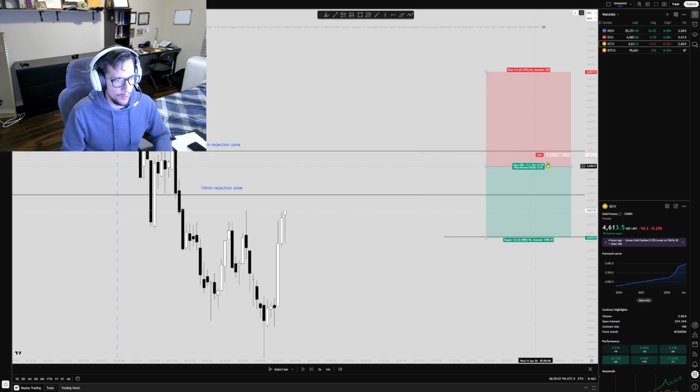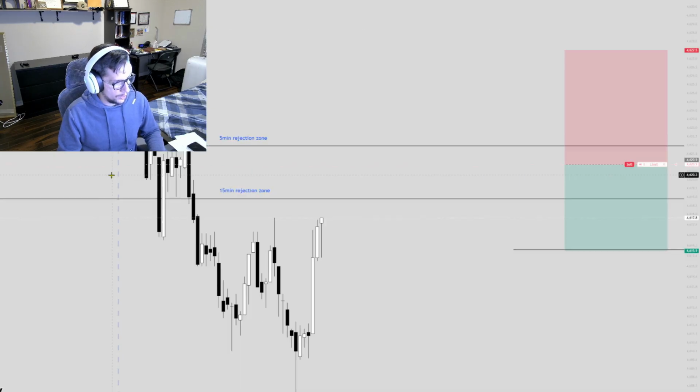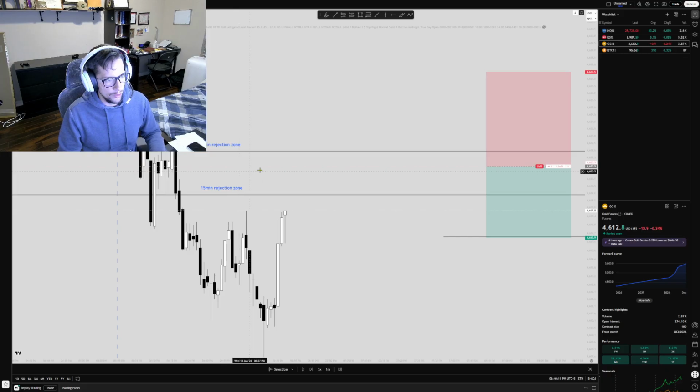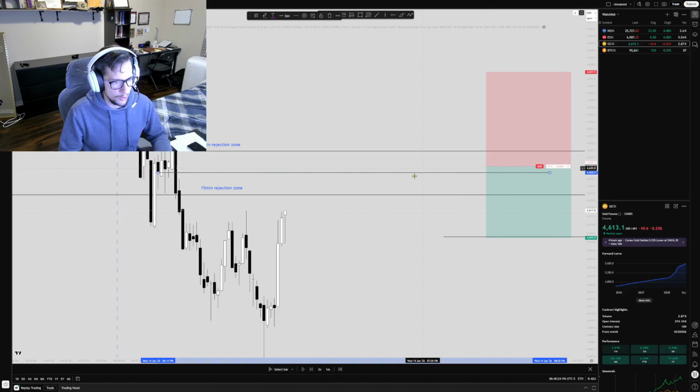Okay, why did I enter here? Because I can see historically, again, we are rejecting this zone, right? We are rejecting this area right here. You could see with these wicks. So because of that, I'm going to mark that area out on the 1 minute now. And I typically enter a little bit above the zone. So in this case, I would set my limit order at 4620.